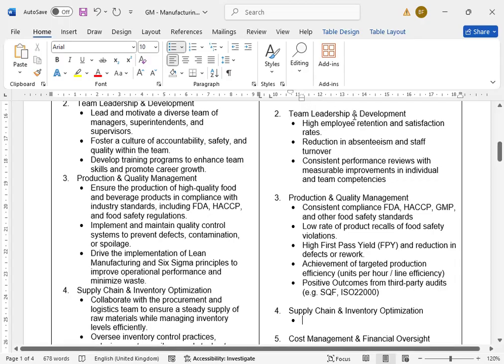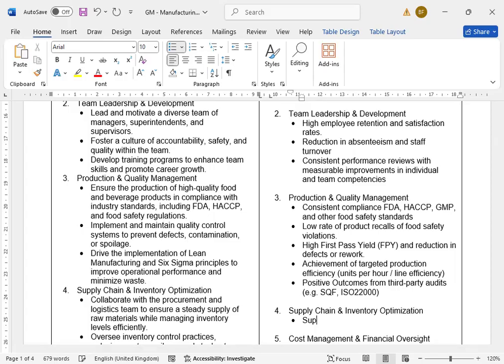Okay, so number four, supply chain. Okay, that's duplication. What I'm going to do is say optimal inventory turnover ratio.